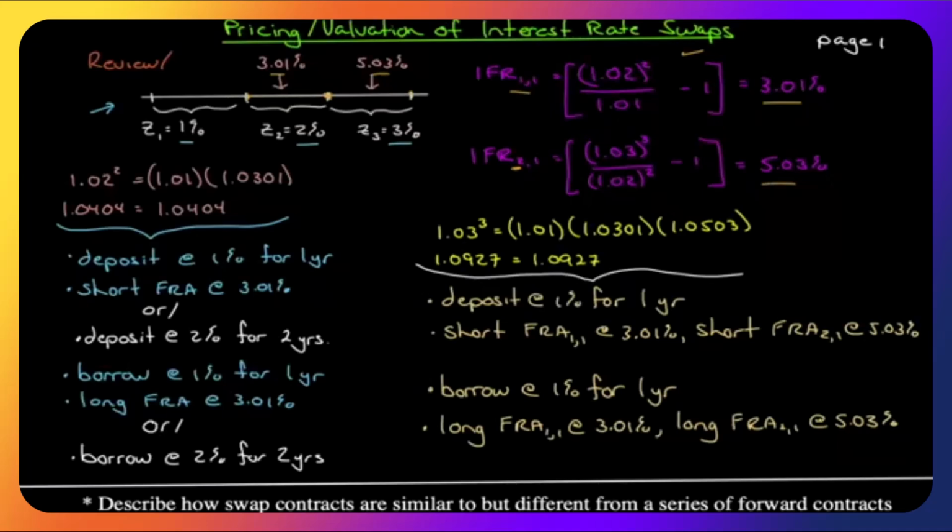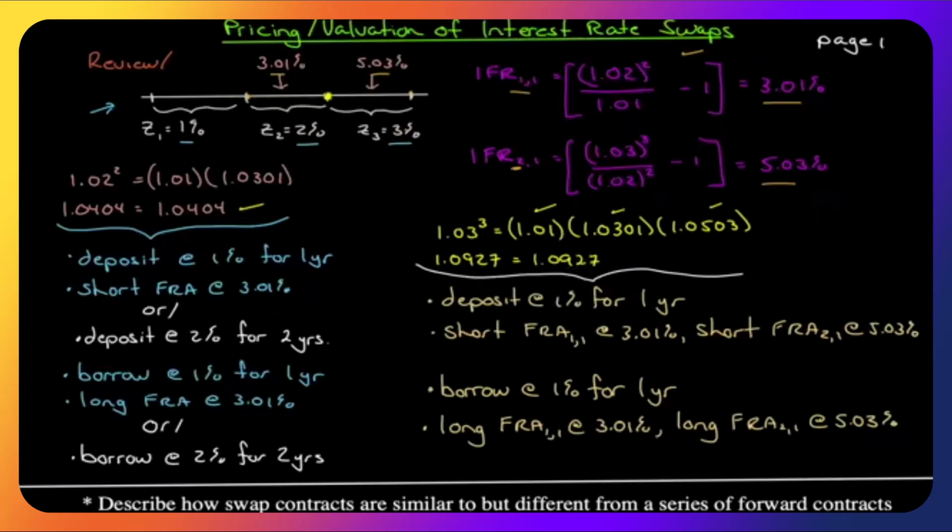5.03%. And just to see that we would be indifferent here, if we have a single cash flow at this point in time, the spot rate is 2%. 1.02 squared is the same as 1.01 multiplied by 1.0301. We get the same thing. And for the 3-year rate, we can see the same thing. We can use the 1 period forward rates, 1.01 times 1.0301 times 1.0503, and it would be the same as 1.03 to the power of 3.